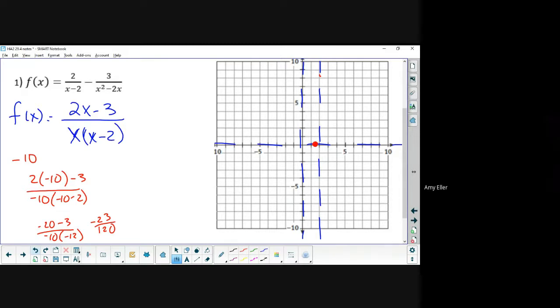Probably the largest number you'll ever have to plug in without a calculator, 10 and -10. I get -23/120. So way out here at -10, I know I'm negative just a little bit.